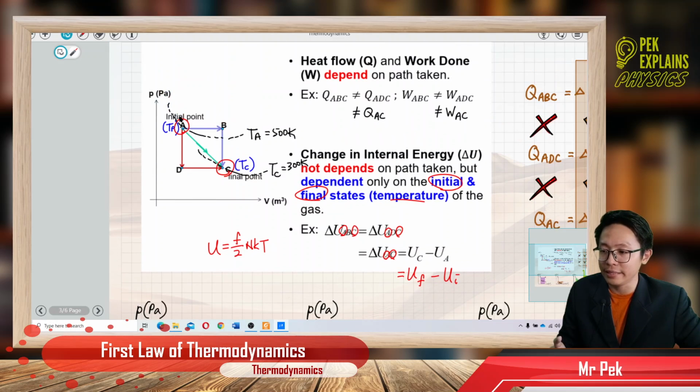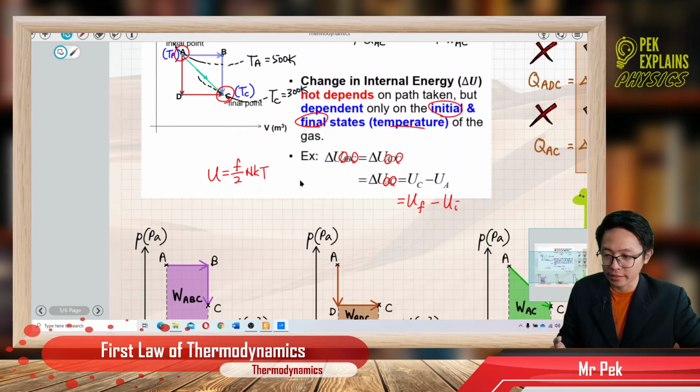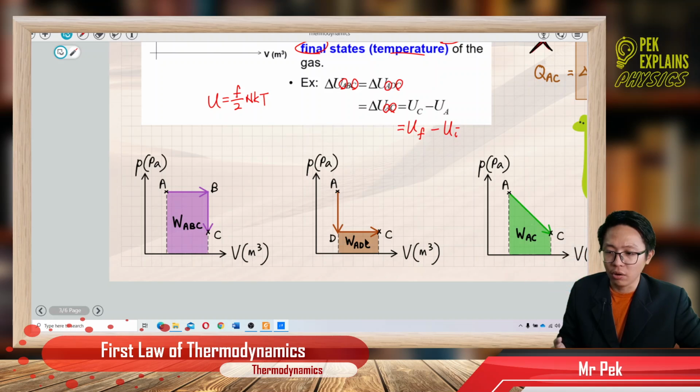How about the ADC, the second path, the brown path? What is the area under the graph, or the work done? For path ADC, path AD has no work done. The work done only comes from D to C, because it has area. A to D has no area, so no work done. This is actually an isochoric process, constant volume.